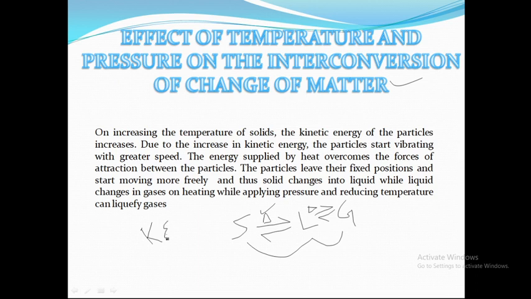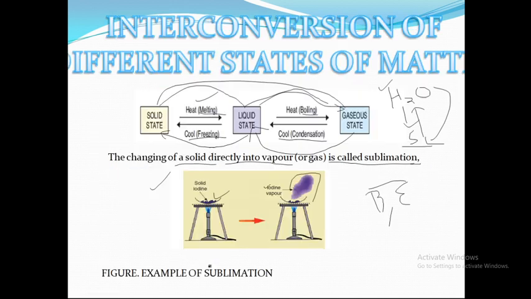And what is kinetic energy? Kinetic energy is half mv square, where m is the mass of the particle, v is the velocity of the particle. See, since the kinetic energy is increasing, that means what? When we are heating, the velocity is increasing. So what will happen?